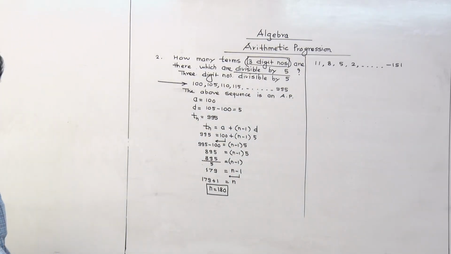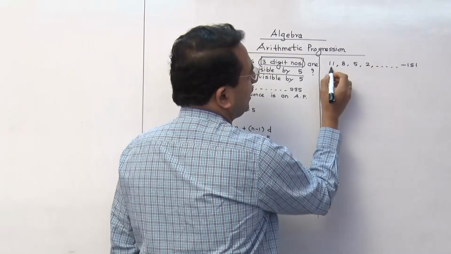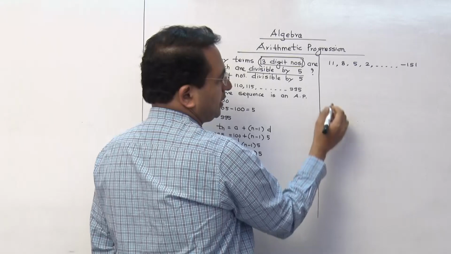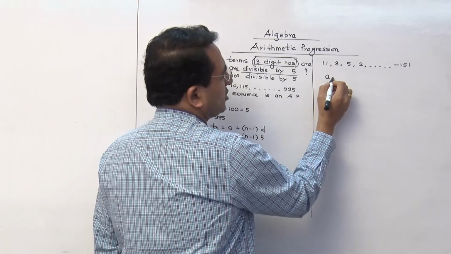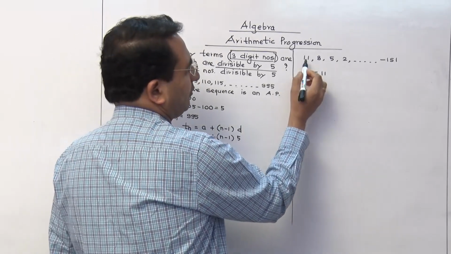Now what is the question asked to you? Which term of an AP is this? How many terms are there in this sequence? Just check that. First term is 11. That is what you have been given.